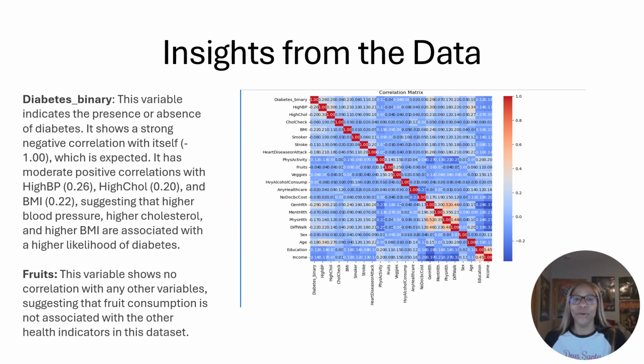Moderate positive correlations with high blood pressure, high cholesterol, and BMI suggest that higher blood pressure, high cholesterol, and high BMI are associated with a higher likelihood of diabetes. Fruits, on the other hand, show no correlation with any other variables, suggesting that fruit consumption is not associated with the other health indicators in this data set.